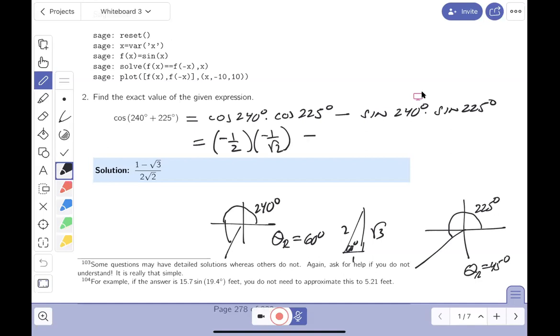Let's keep going. And let's do the sine of 240. And I'm kind of looking at my picture. And that's going to be minus √3 over 2. And what's the sine of 225? Well, I'm kind of looking at my picture. It's minus 1/√2.